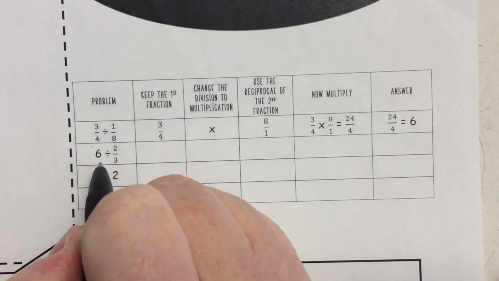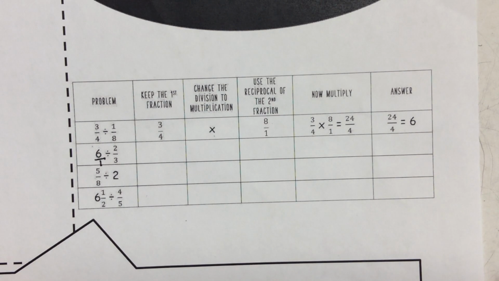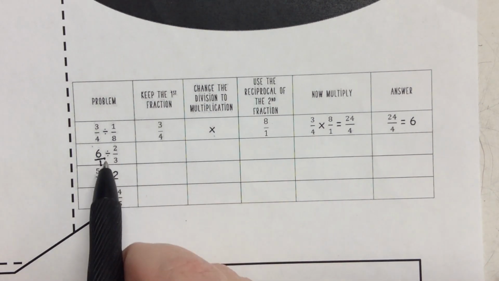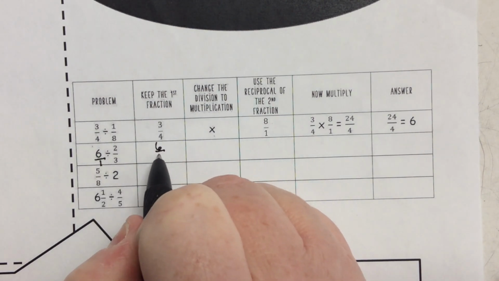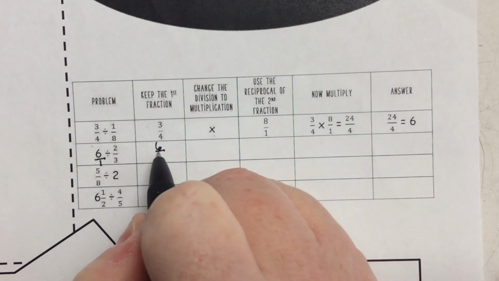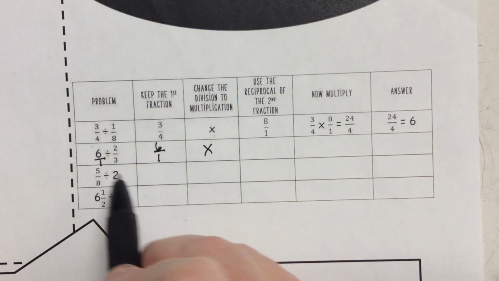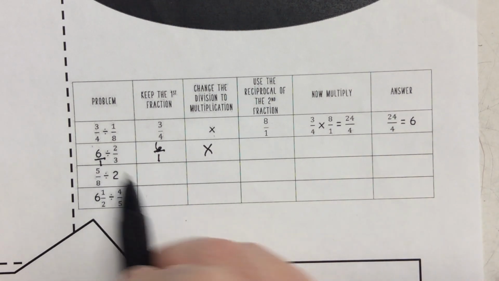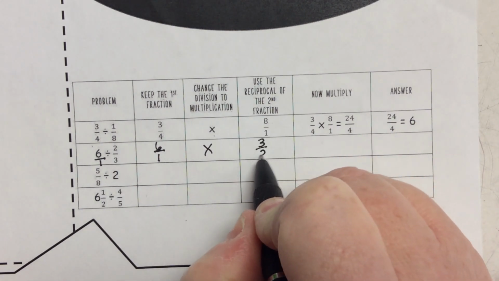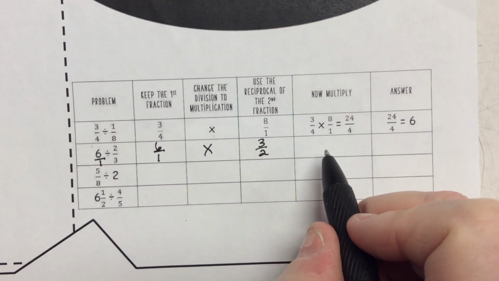So we're going to do these together. This 6 has to become 6/1. So the first thing is I'm going to keep the first fraction. I'm going to write it as 6/1. Then I'm going to change my division to multiplication, and then take the reciprocal of the second fraction. So 2/3 becomes 3/2. So now I'm going to rewrite it as multiplication.